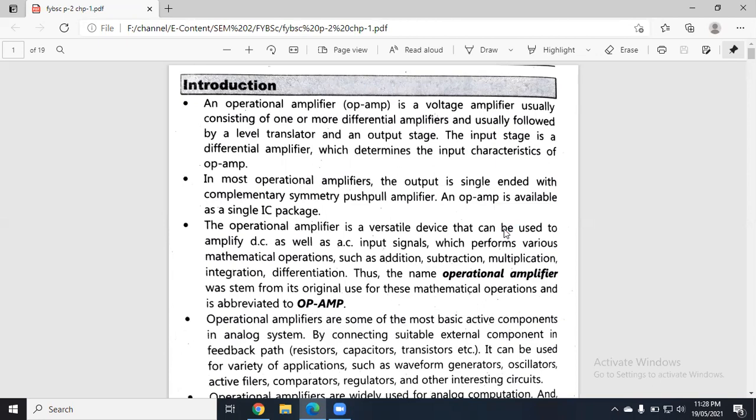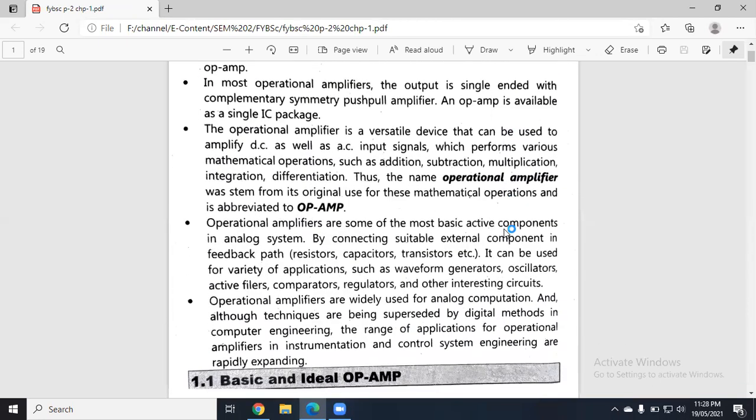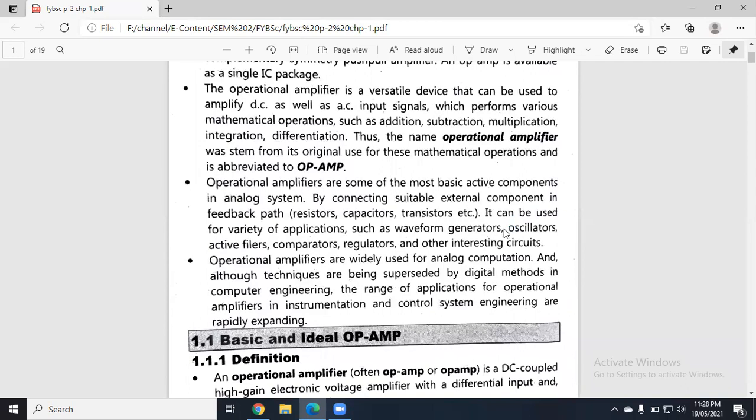Operational amplifiers are some of the most basic active components in analog systems. Now, what are active components? Active means it is going to require some kind of external supply for its working. Op-amp requires an external supply for its working. That is why it is called an active component.